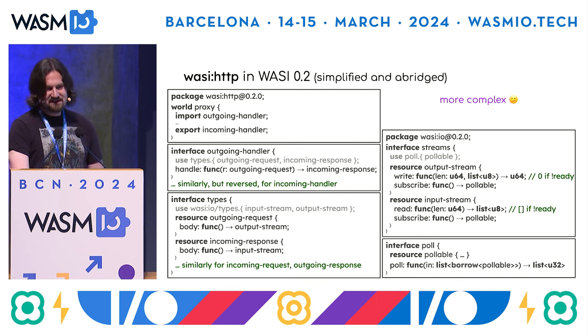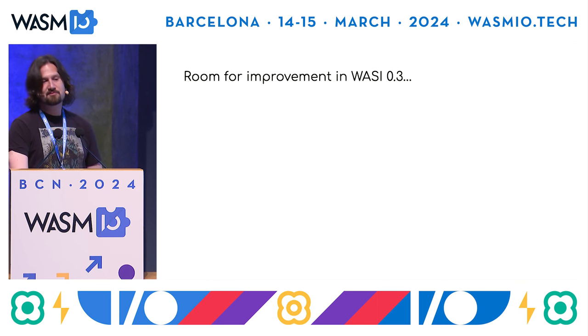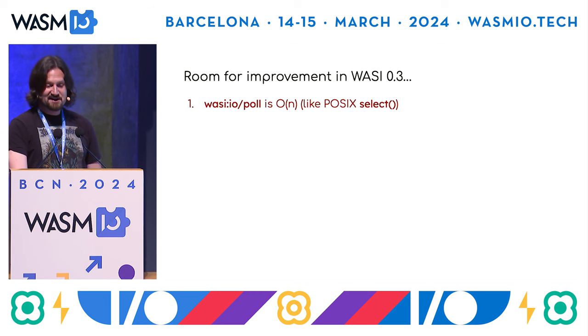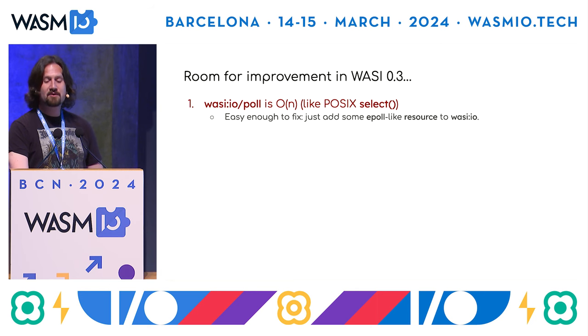So you can see this is significantly more complex than that simple HTTP, but achieves a lot of the concurrency we want, so that's what we did in 0.2. It's great. But it does leave some room for improvement in WASI 0.3. So first, if you're familiar with select, you'll have noticed poll is O(n), and so that means it'll have the same scalability problems if you have a lot of pollables. And this is an easy enough thing to fix. We just need to add some sort of epoll-like resource to WASI I/O.